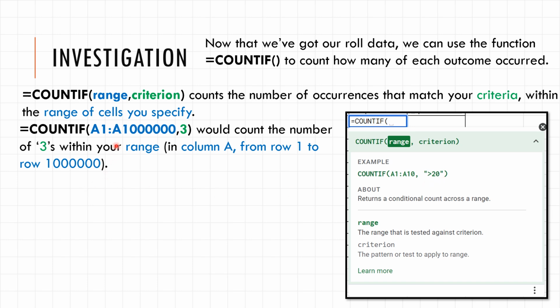So my formula is going to be something like this. COUNTIF A1 to A1 million, and then the criterion is 3. This will count the number of 3s within my range. Let me just highlight that in orange. The range is A1 to A1 million, so column A from row 1 to row 1 million. It's going to look at all of those cells, and it's going to count how many 3s are there.